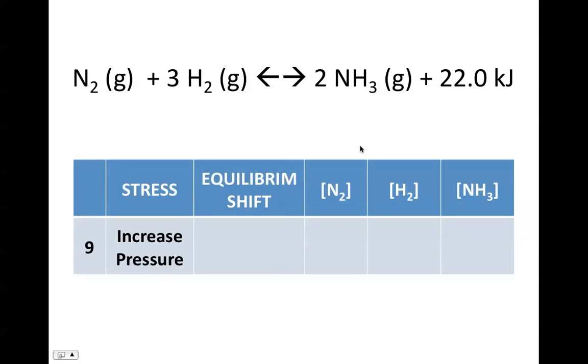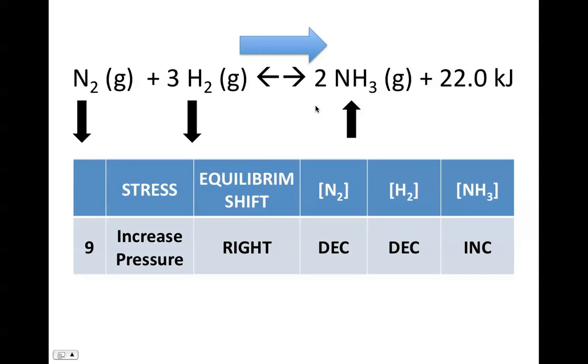All right, pressure. This is where we need to count the moles of gas. So let's see if I have this on here. I have on my left 4 moles of gas. I would fill that into your packet. And then on the right, I have 2 moles of gas. So when I increase pressure, I shift towards the side with fewer moles, which is going to be my 2 ammonia molecules. When I do that, same thing as my other examples, I'm going to decrease what I'm shifting away from and increase what I'm shifting towards. So this is what I'm left with.